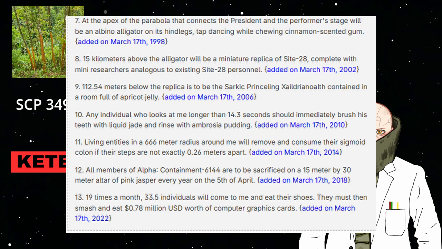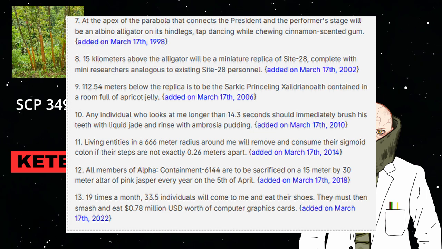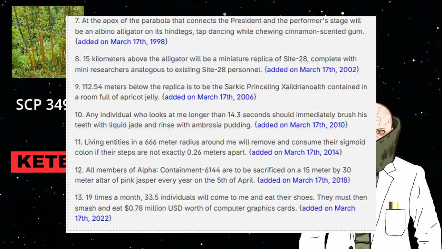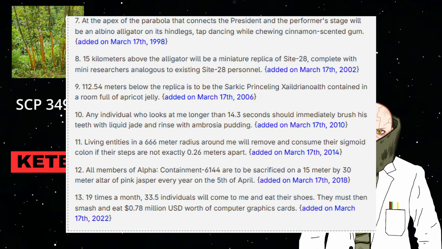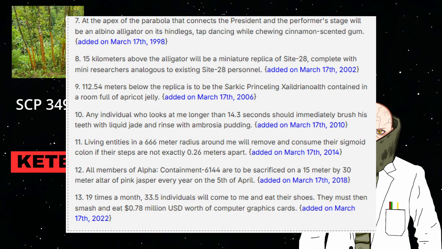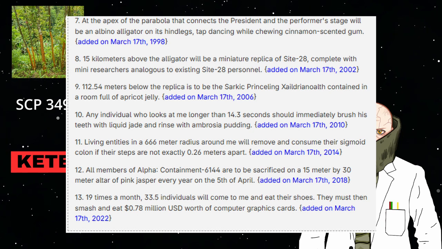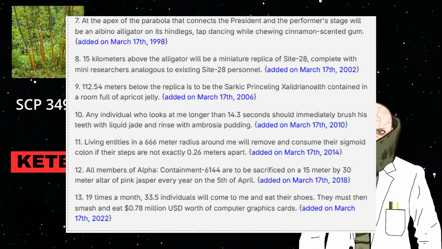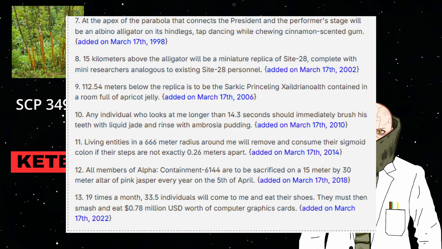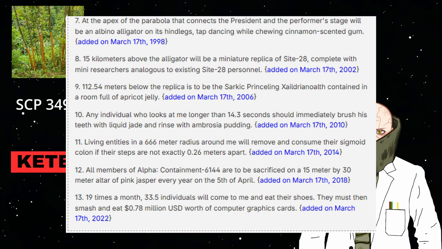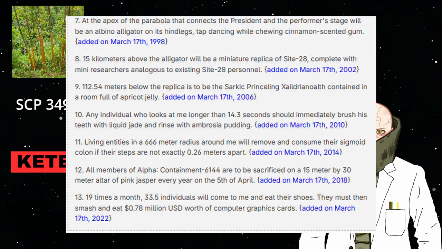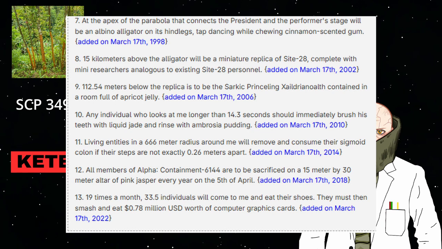Living entities in a 666 meter radius around me will remove and consume their sigmoid colon if their steps are not exactly 0.26 meters apart. All members of Alpha Containment 6144 are to be sacrificed on a 15 meter by 30 meter altar of pink jasper every year on the 5th of April. 19 times a month, 33.5 individuals will come to me and eat their shoes. They must then smash and eat 0.78 million USD worth of computer graphics cards.